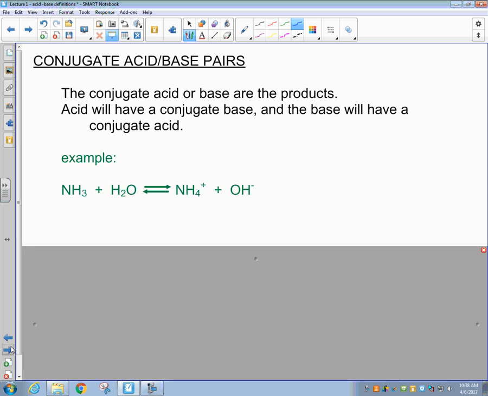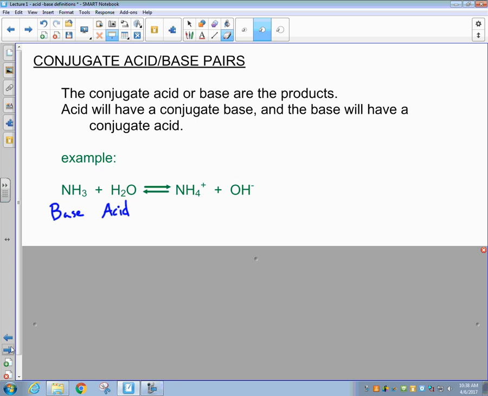As we look from the reactant side to the product side, the NH3, the ammonia molecule, is gaining a hydrogen ion from the water molecule. So we would define that as our base. At the same time, going from the reactant to the product side, the water molecule is losing a hydrogen ion. So we would define that, according to Bronsted-Lowry, as our acid.